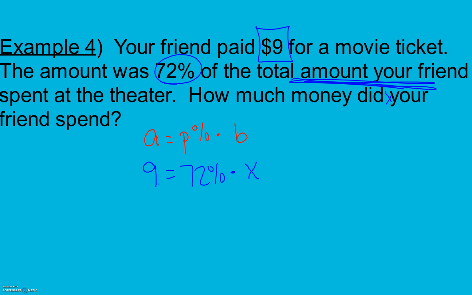So to solve here, first thing we're going to do is switch to a decimal, 0.72 times x. Again, 2 places. To get rid of multiplication, we divide. So we're going to divide by 0.72. Here, we're going to get $12.50. So a total cost of $12.50.